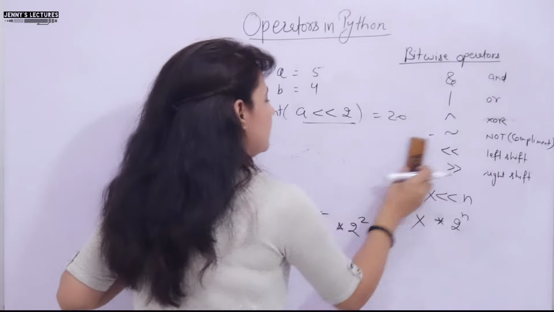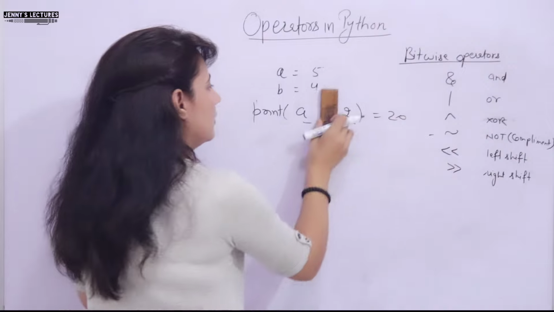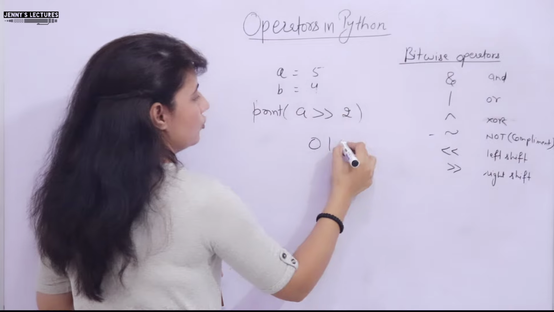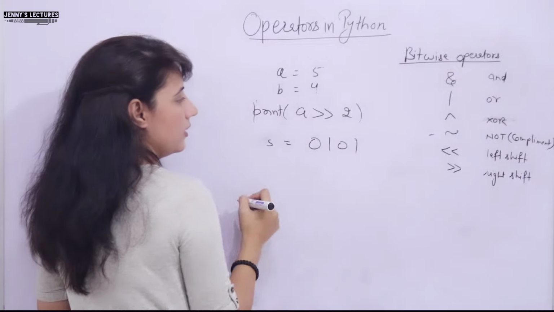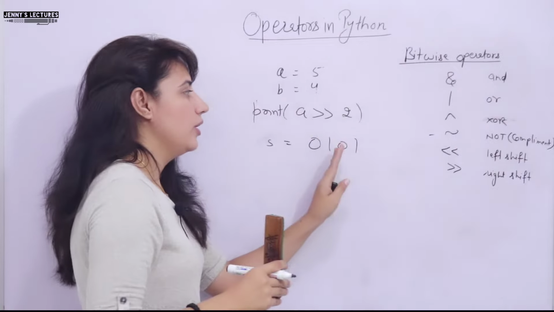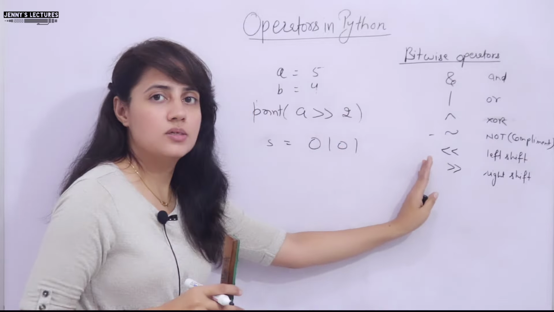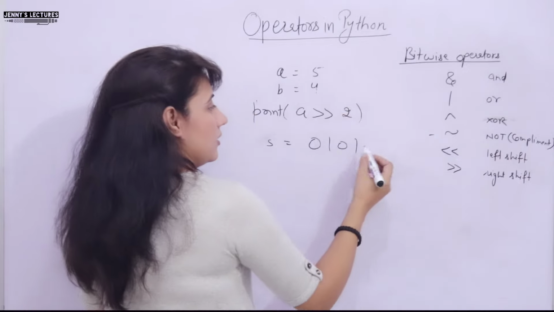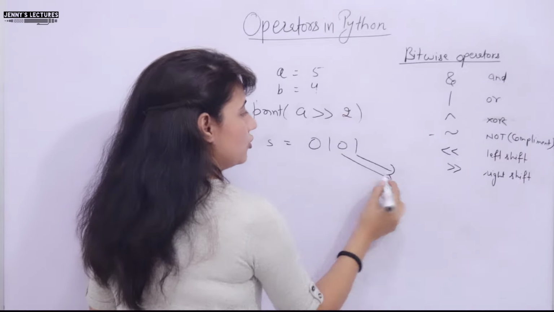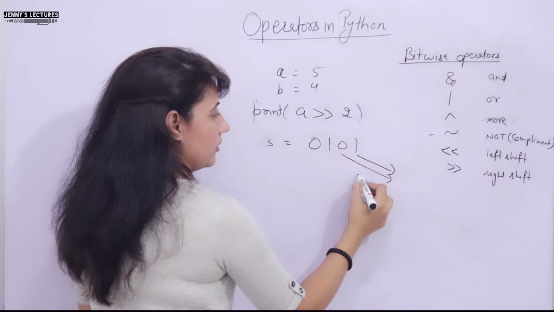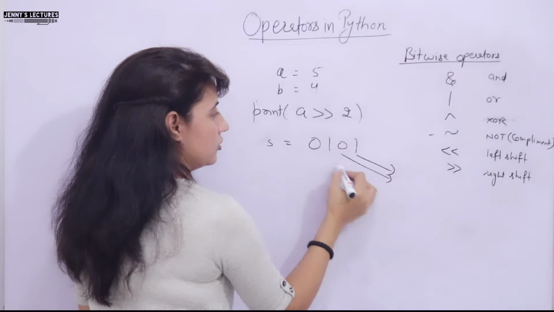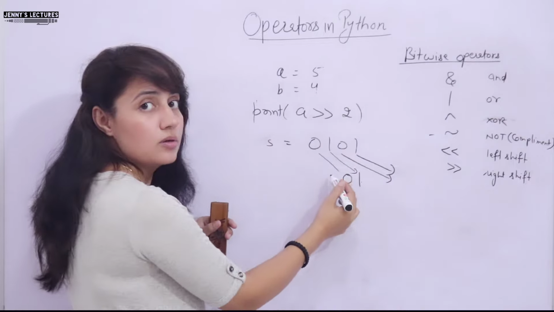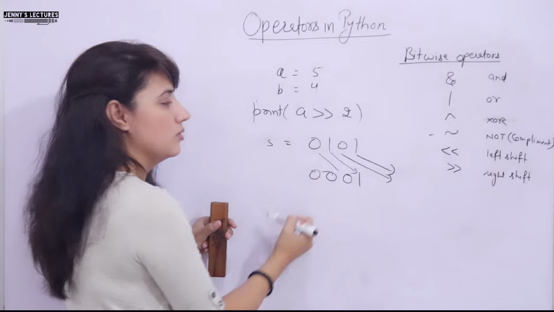Now what about right shift? See, if we right shift this a by 2, what result will you get? Now a is 0, 1, 0, 1. We are going to right shift by 2 bits. In this case, we will lose bits. We are going to discard. So right shift by 2 bits, these 2 bits would be discarded. So here this 1 would be at this place, this 0 would be at this place. Now these 2 places would be filled with 0.